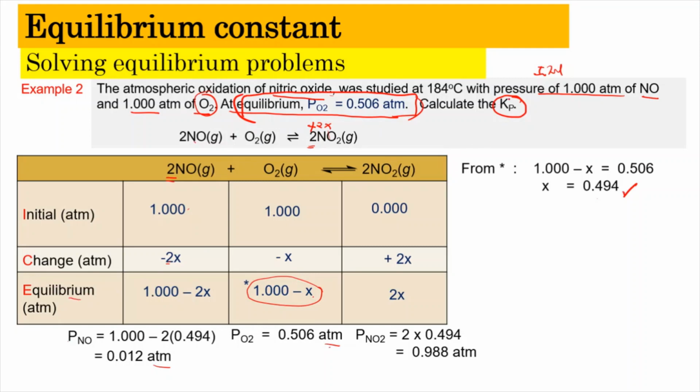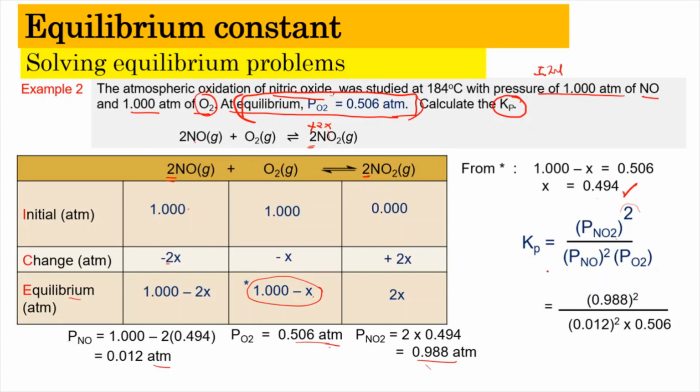Now we need to find Kp. Okay, so we need to write the Kp expression first. So Kp is equal to the partial pressure of the product, which is P of NO2, to the power of 2 because of the stoichiometry, divided by the partial pressure of the reactants, which is NO to the power of 2, as well as the partial pressure of oxygen to the power of 1. And this refers to the partial pressure at equilibrium, which we have obtained. So we're going to plug in the values.